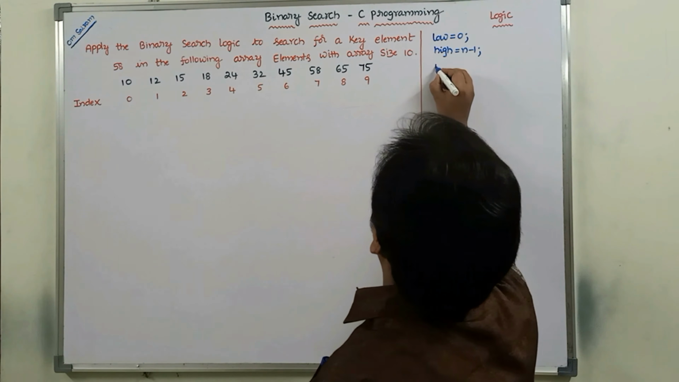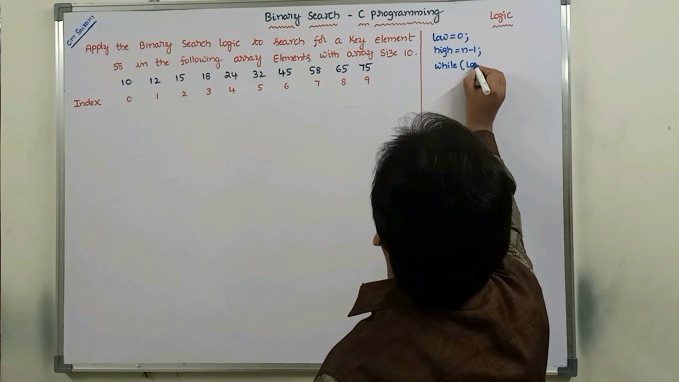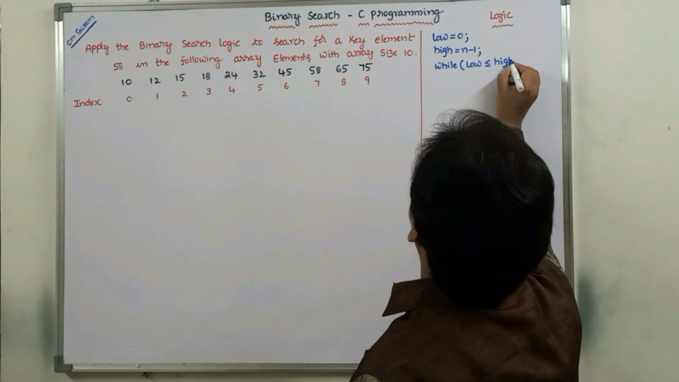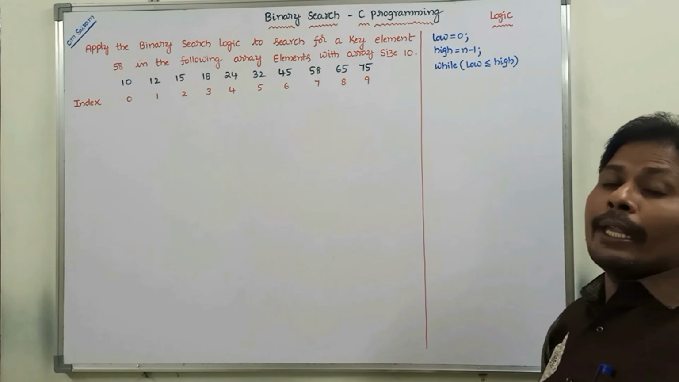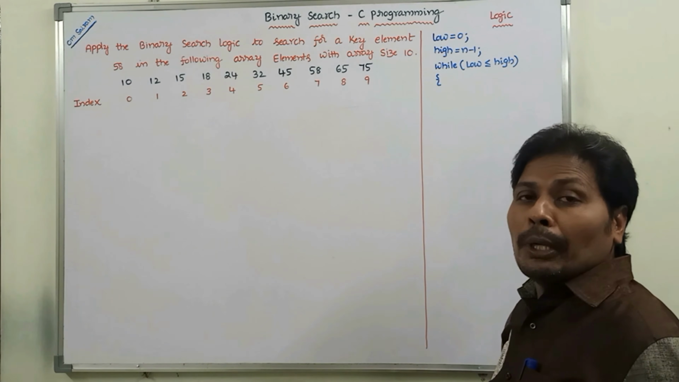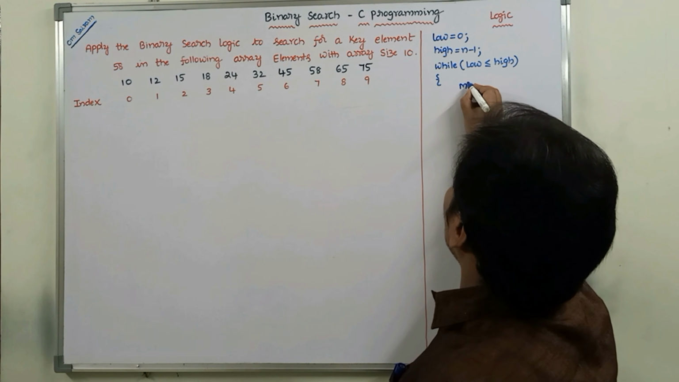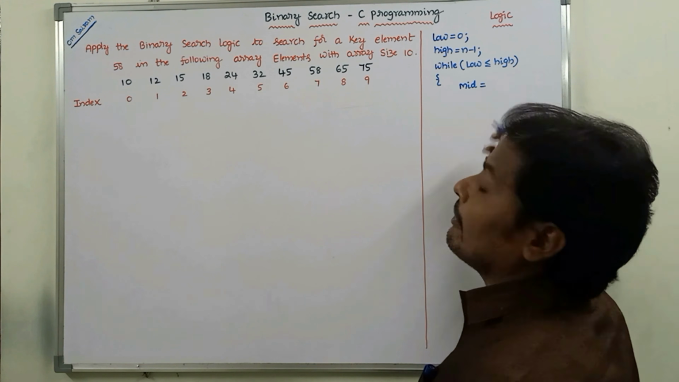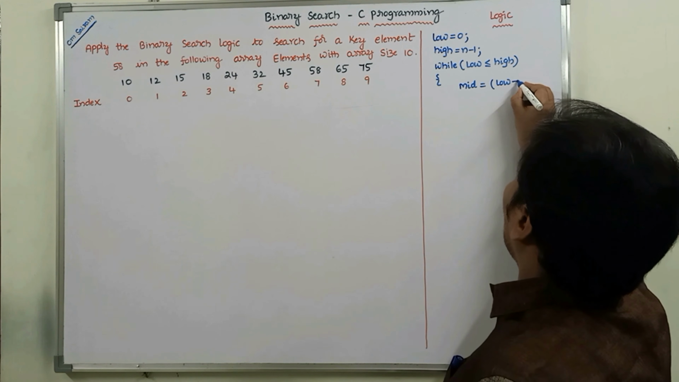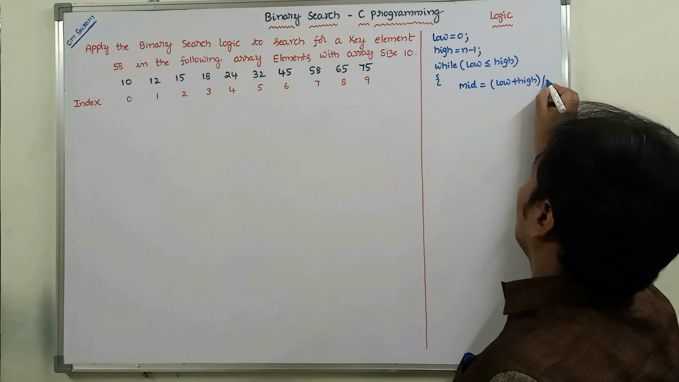Next, while low less than or equal to high. If the low value is less than or equal to high, then the body of the while loop is executed. In the body of the while loop, first we have to calculate the mid value. So mid is equal to low plus high by 2.